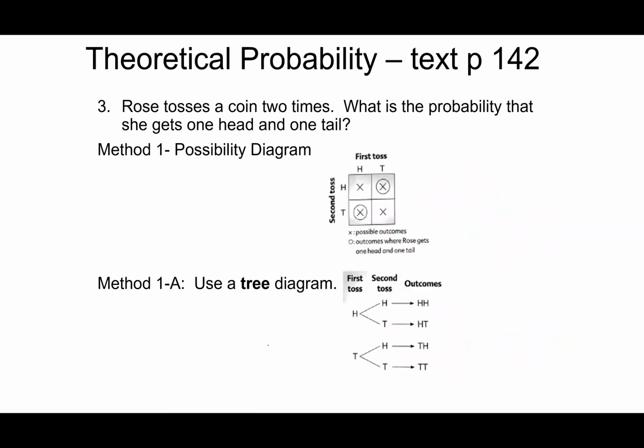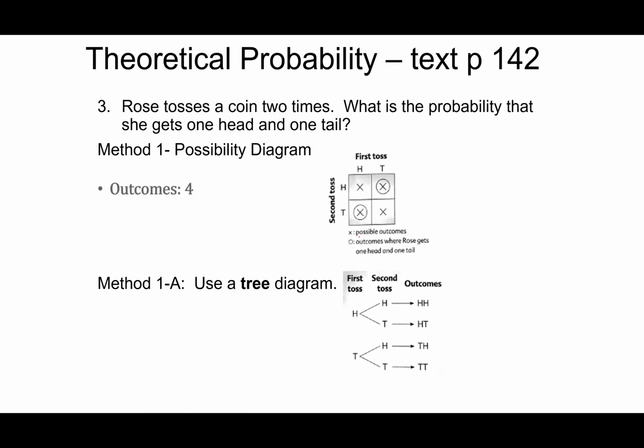Okay, here we go again. Rose tosses a coin 2 times. What is the probability that she gets 1 head and 1 tail? All right, so we've got 2 methods. Number 1 is a possibility. That's what we've been doing, right? We've got first toss, head, tail, second toss, head, tail. What's the probability that she'll get 1 head and 1 tail?